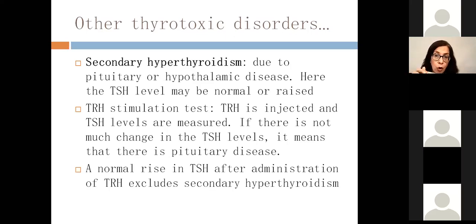But if you give the hormone and the TSH does not show much response, that means the control is lost. Loss of control means there is a pituitary disease. Okay? A normal rise in TSH after administration of TRH excludes secondary hyperthyroidism. Is this clear, everyone?